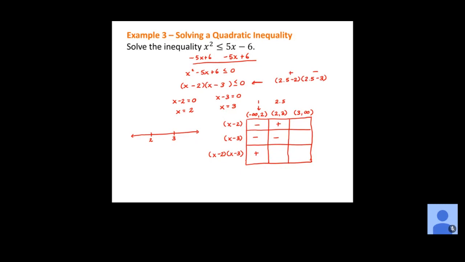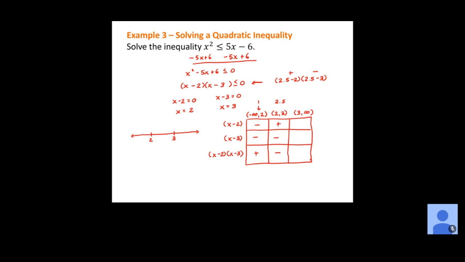How many negatives this time? 1, which is an even or an odd number? Odd, therefore, overall, this should be negative. That tells me the product down here is going to be a negative.